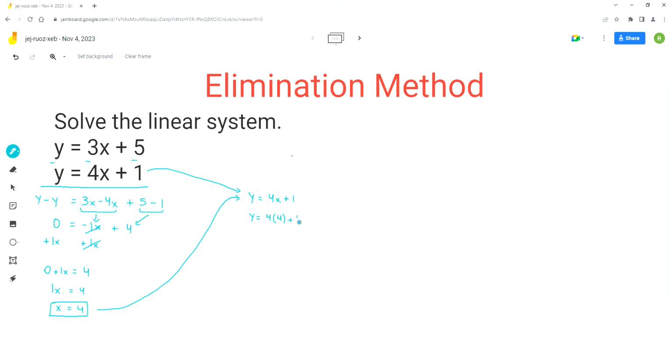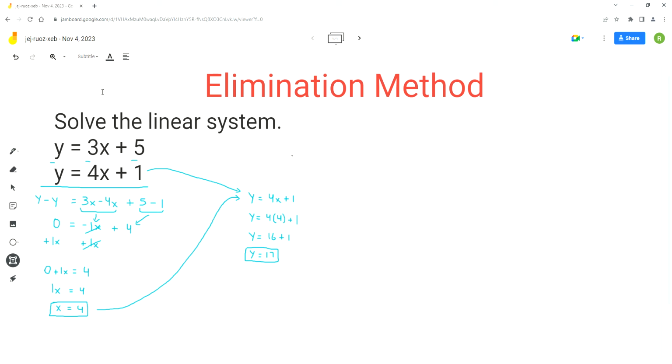And now we can do the math operations. As per PEMDAS, we start with the multiplication. So 4 times 4 is 16, and then we add 1. So the final answer for y is 17. These are the steps we have to follow to find the values of x and y from a linear system using the elimination method.